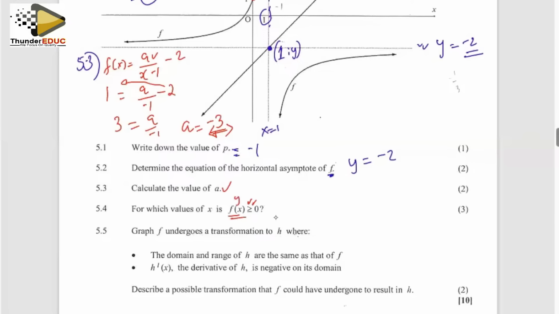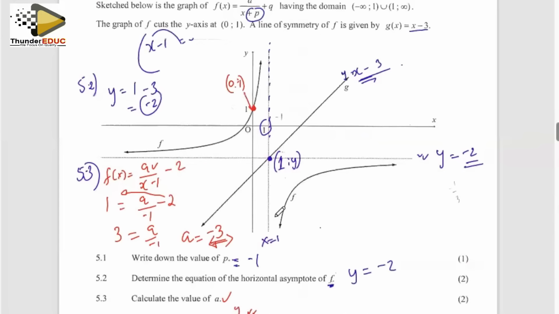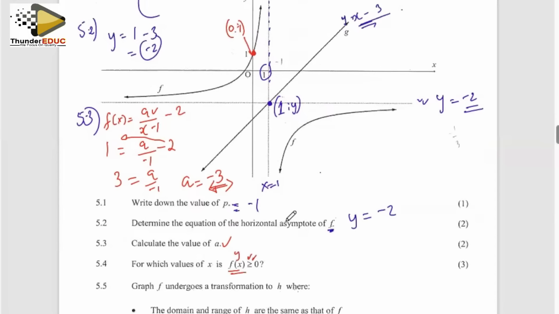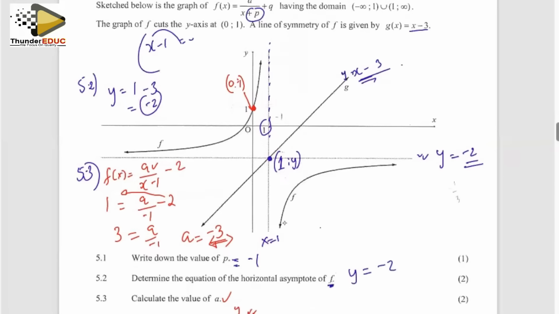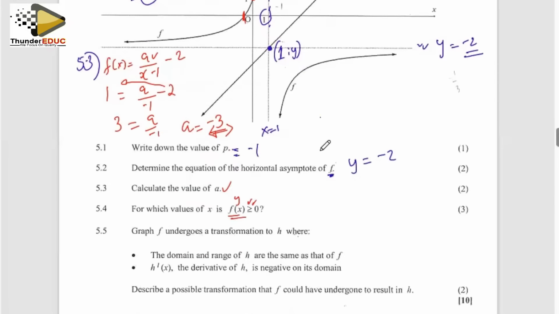So where do we find the y being above the x-axis? That is the question of interest. Now, for which values of x? For 3 marks. Okay, so this graph is above the x-axis from this point here. So in other words, this question wants us to get the x-intercept.